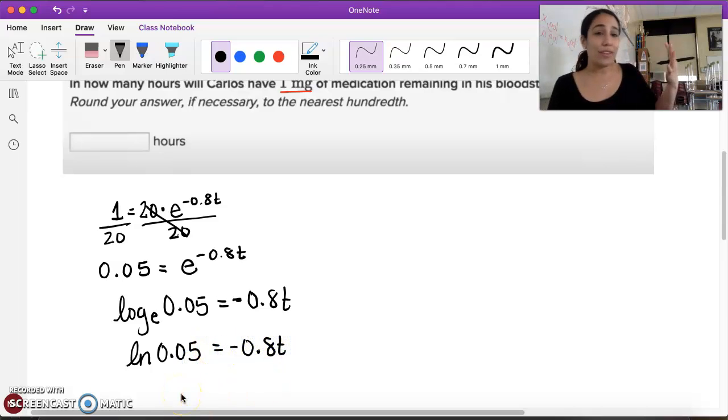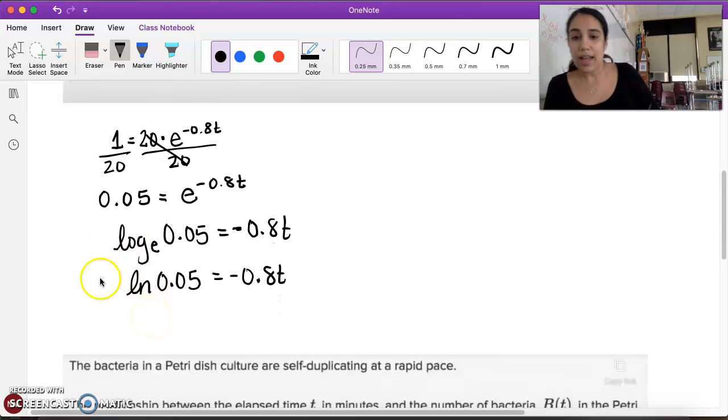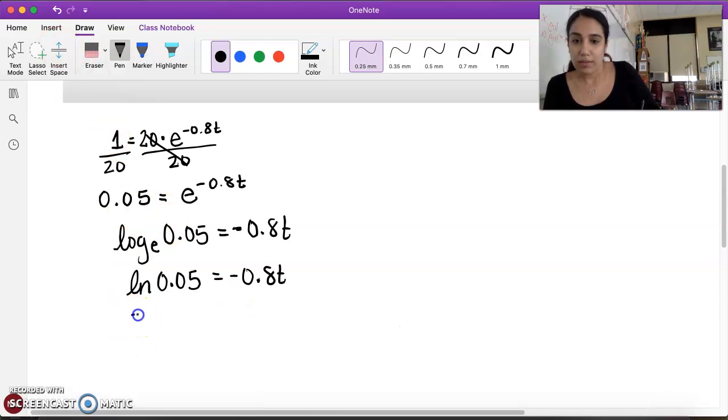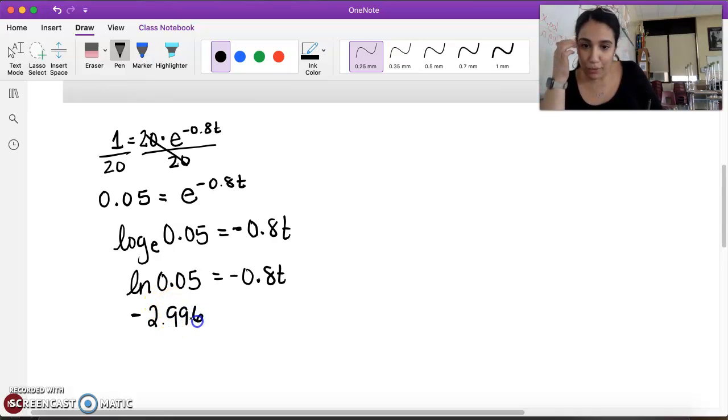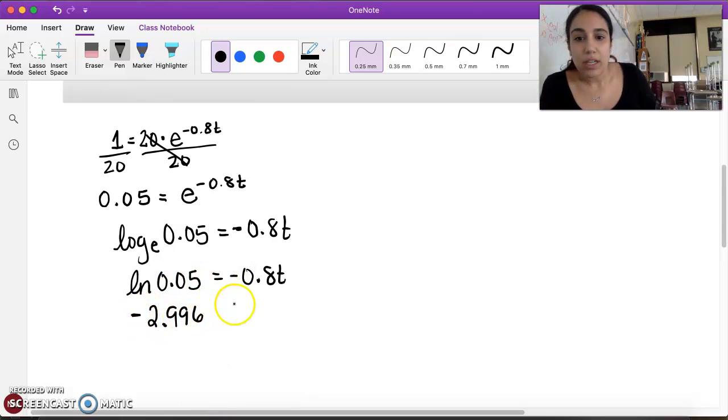The good thing is that we don't even need to use a change of base formula because natural log is already in my calculator. So I'm literally going to take my handy dandy calculator and put in natural log of 0.05, and I get negative 2.9957. I'm going to use 2.996 because I would put negative 3, but that's not true. So negative 2.996 equals negative 0.8 t.